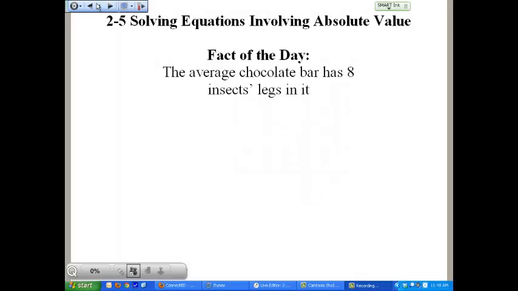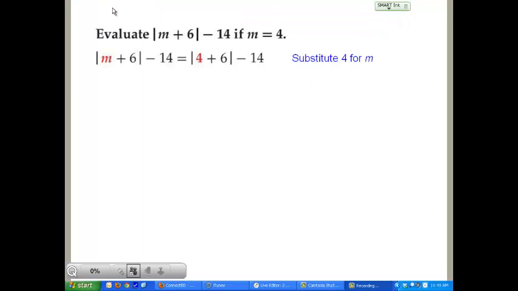2-8 deals with solving equations involving absolute value. We're slowly but surely rolling into cooler and more challenging concepts of algebra here. The problem says to evaluate the absolute value of m plus 6, minus 14, if m is equal to 4.